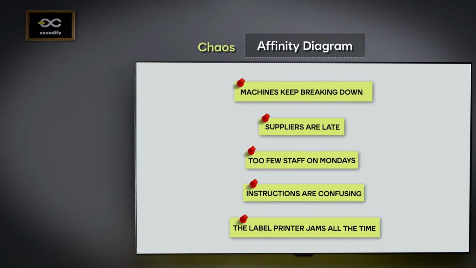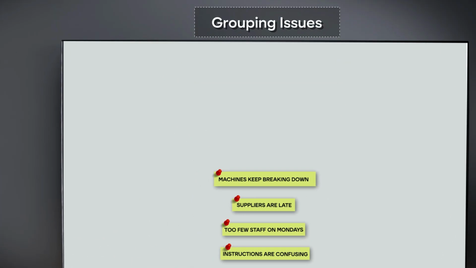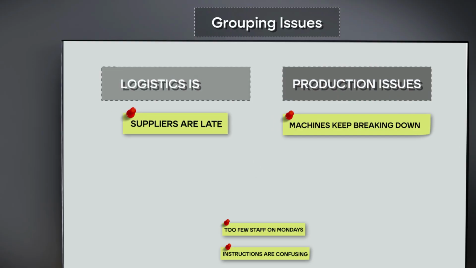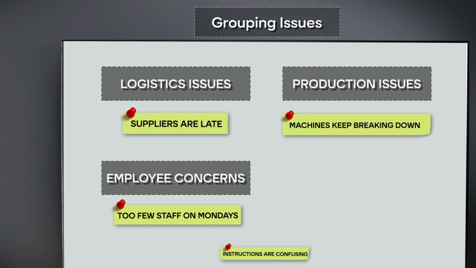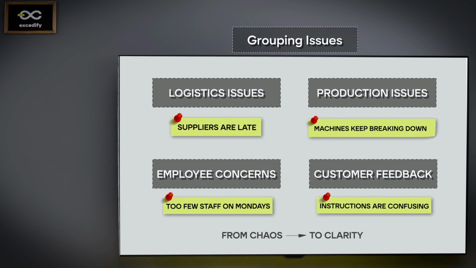That's where the affinity diagram helps. You start grouping similar issues together. All the sticky notes about machines are collected under production problems. And notes about suppliers are under supply chain or logistics problems. Notes about staff go under employee concerns. And finally, the notes about instructions can go under customer feedback. Suddenly, instead of 50 random comments, you have 4 clear categories. Now it's easier to see what areas deserve attention. That's the magic of an affinity diagram. It turns noise into patterns.